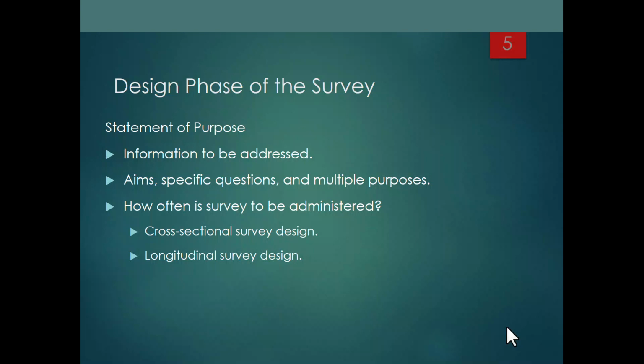When thinking about how often the survey should be administered, that will depend on the survey design. So with a cross-sectional survey design, this is administered at one point in time. So this design does not allow you to assess changes in any of the constructs of interest. With the longitudinal survey design, this is administered at multiple points in time.